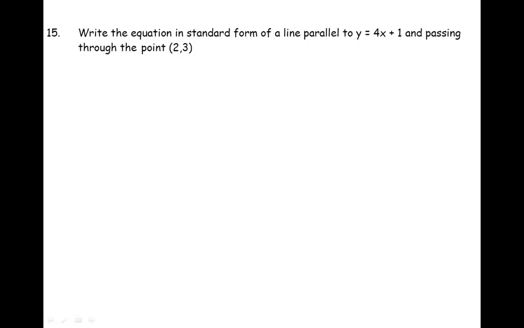Number 15, write an equation in standard form. So we've already done this twice. This time they want us to be parallel to the line they gave us, y equals 4x plus 1, and we have to make sure that we pass through the point 2, 3. So the big idea here is that if we're going to be parallel, we have to have the same slope. So I need to use a slope of 4, and I have to use this point. So what do we use when we have a point and a slope? We use point-slope form.